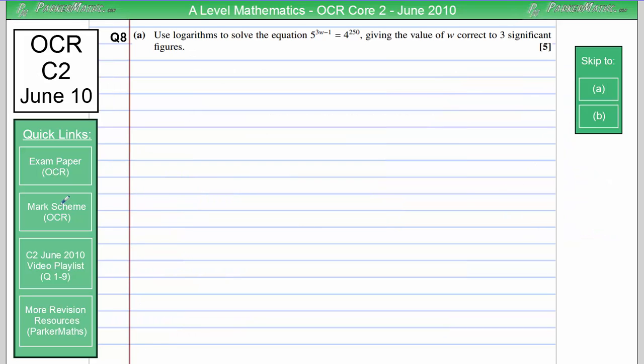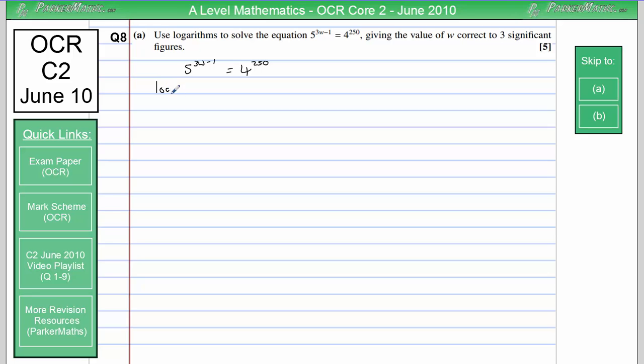Question 8. Use logarithms to solve the equation 5 to the power of 3w minus 1 equals 4 to the power 250, giving the value of w correct to 3 significant figures. Let's start by writing out our equation. And then we'll take logs of both sides.